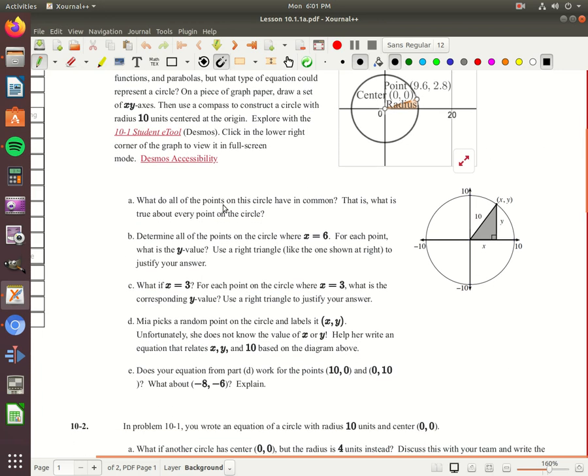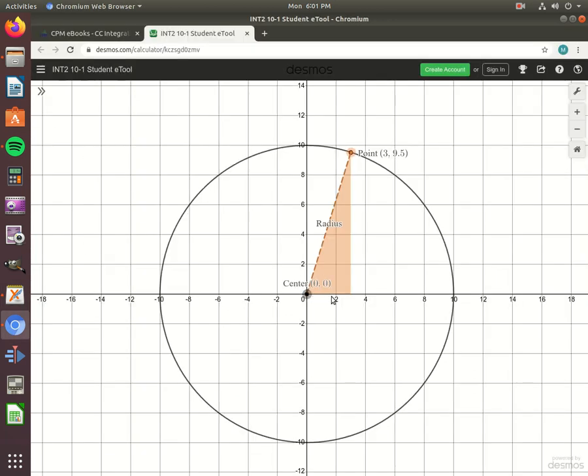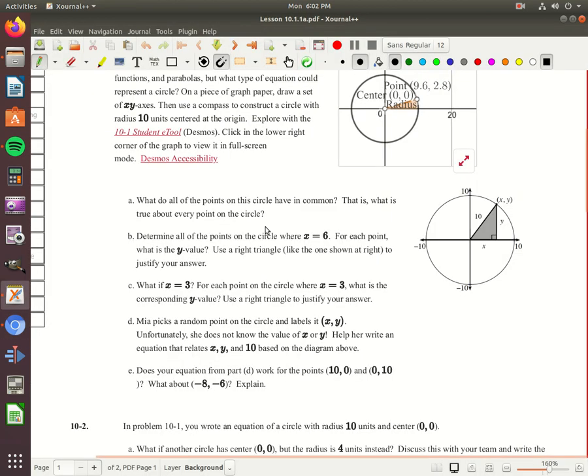It says, what do all the points on the circle have in common? That is, what is true about every point on the circle? Well, if you go here, you'll notice that this is 10 away, this is 10 away, this is 10 away, and this is 10 away. And you kind of have to assume that that would be true the whole way, that this radius would always be 10. If the radius is 10 here, then it must be 10 here. That just stands to reason. So I would say that they're all 10 from the center of the circle.